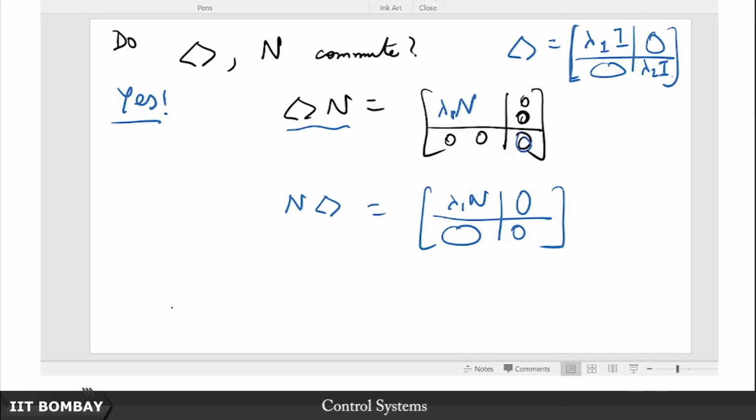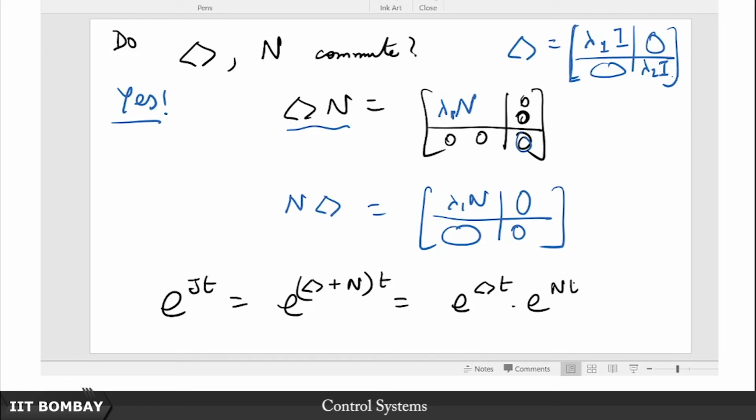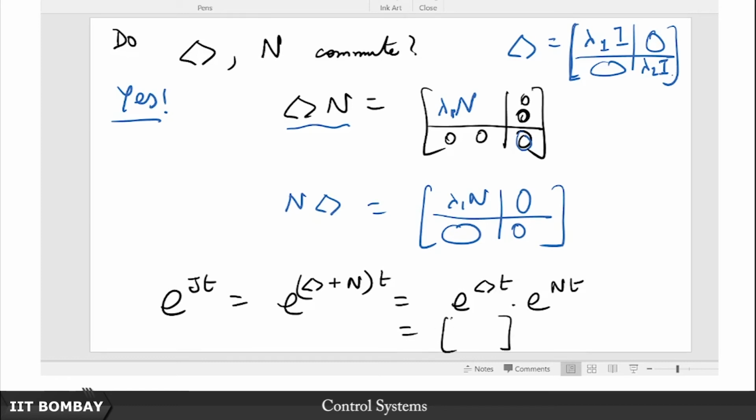So therefore, e to the Jt is going to be equal to e to the this, and because they commute, now we may write this as e to the lambda t times e to the Nt. So this e to the lambda t is very simple, right? We just write e to the lambda 1 t like we usually write e to the lambda n t, irrespective of whether they are distinct or repeated, times e to the Nt.